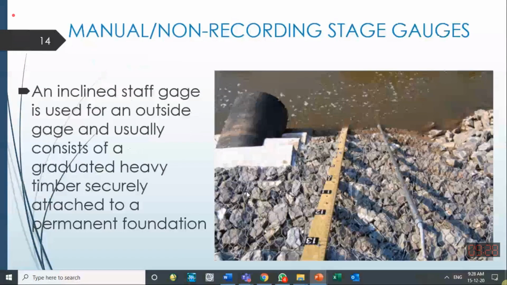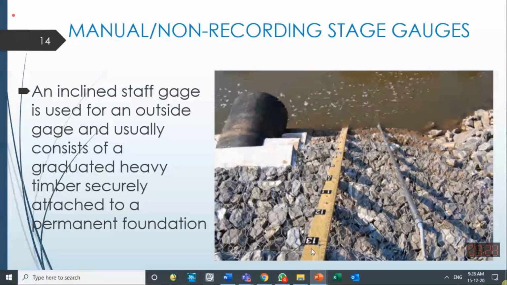Sometimes these staff gauges are not vertical, rather they are inclined. We are seeing in this figure the bank of a channel. There is a channel, and this is the bank of the channel. So along the bank, in an inclined position, the staff gauge is installed.